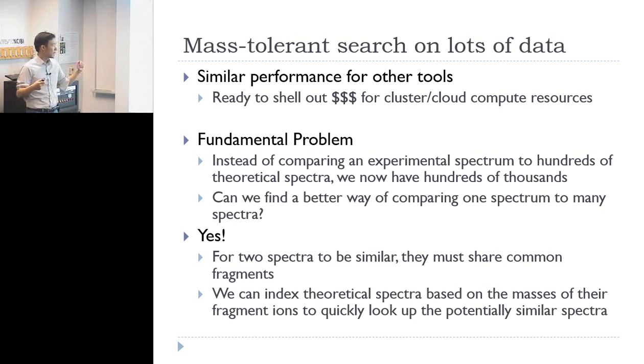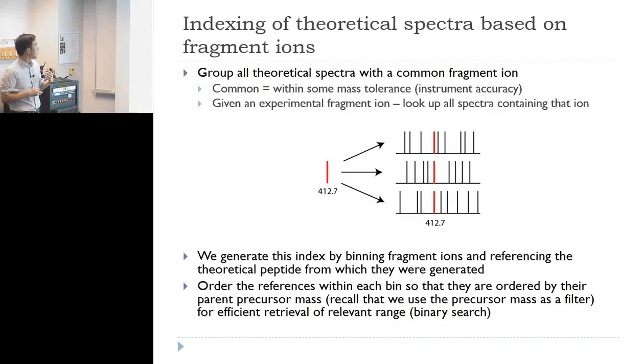For two spectra to be similar, they must share some common fragments. And we can index all of these theoretical spectra based on the masses of their fragment ions to quickly look things up that may be similar. Common means being within some mass tolerance, and we want to index all of these fragment ions so that we can quickly retrieve their parent theoretical spectrum. And we ordered references within each of these bins by their parent precursor mass, so we can use binary search to quickly narrow down the range of fragments that we're interested in.